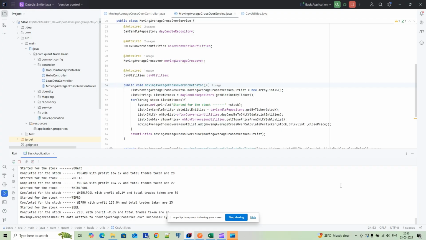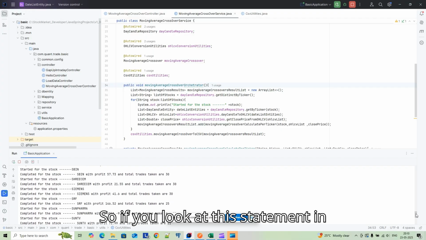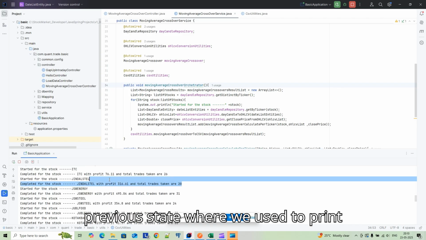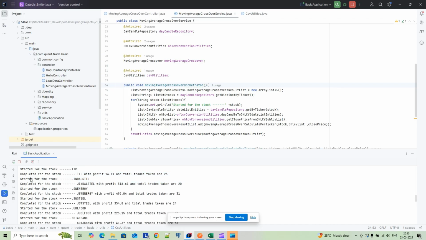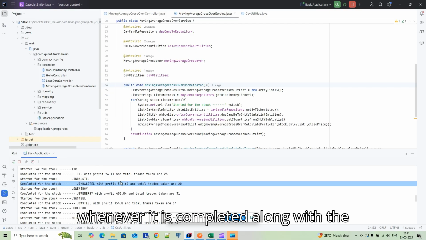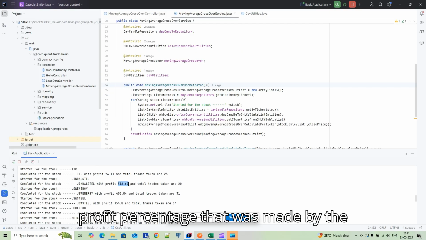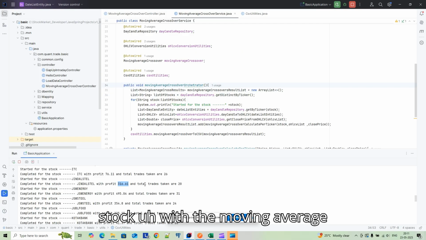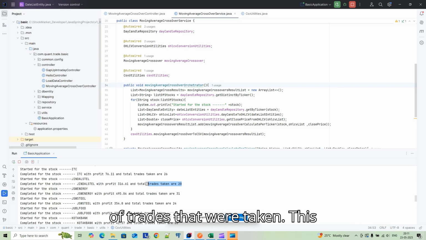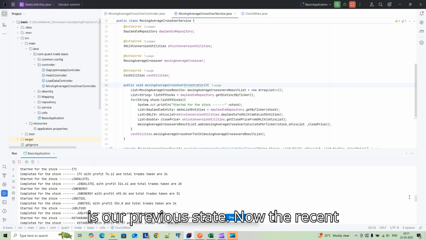If you look at this statement in the sysout, we could see this is our previous state, where we used to print whenever a stock enters the backtesting loop, and then whenever it is completed, along with the profit percentage that was made by the stock with the moving average crossover strategy and the total number of trades that were taken. This is our previous state.